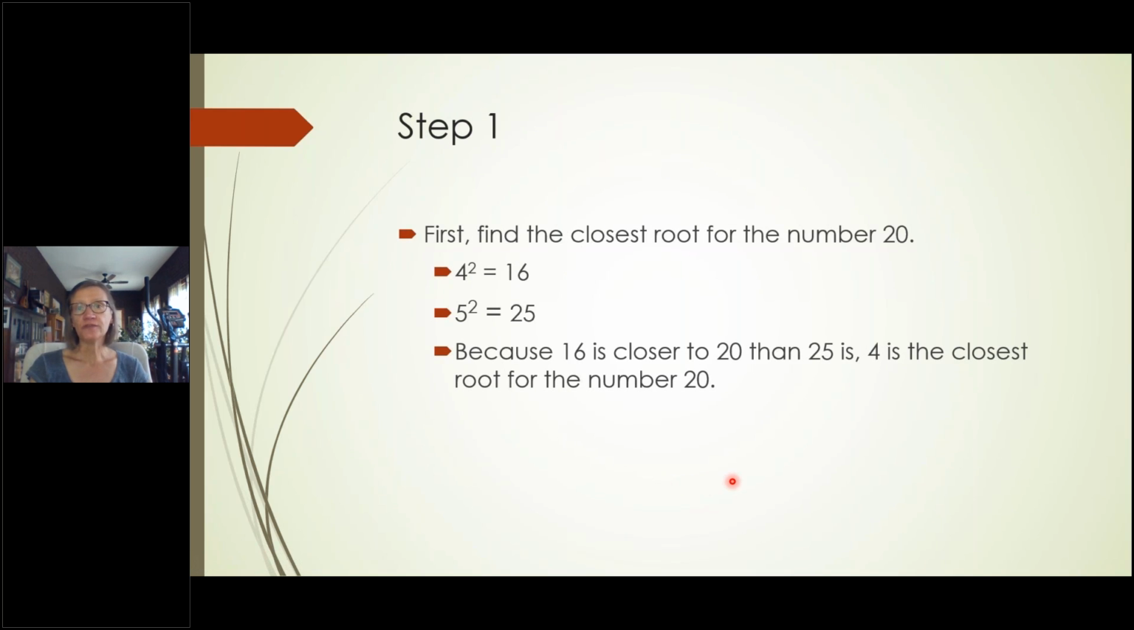The first step is to find the closest root for the number 20. And you do that by checking square roots, and hopefully you can come up with some easily that will be close because you'll have certain ones memorized. But we know that 4 squared equals 16 and 5 squared equals 25. So either one of those is going to be your candidate for the closest root. 16 is closer to 20 than 25 is, so 4 would be the closest root for the number 20.